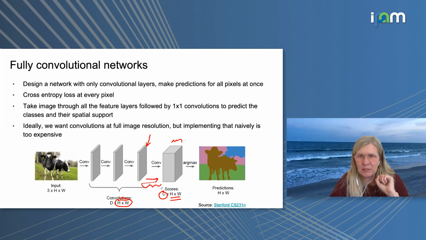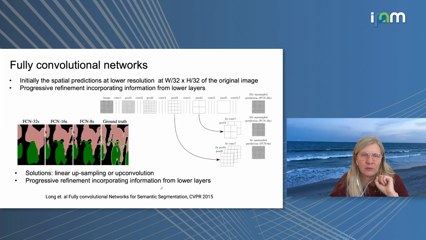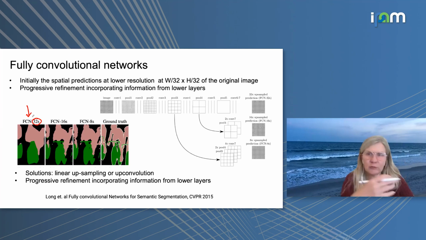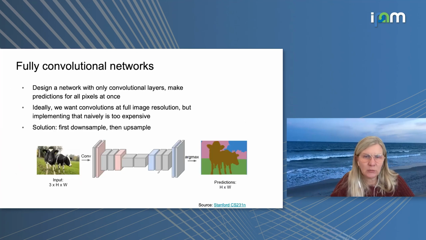So this was the first idea, and here are some examples of how these predictions look if you simply make the predictions from the lowest convolutional feature map, which was subsampled by a factor of 32 of the original image. You can see that the predictions are very blurry. So the second part of the pixel-to-pixel predictions was trying to figure out how to get the resolution back. There were two main strategies for that. One is a simple linear upsampling or up convolution, and the other was the idea of so-called dilated convolution. And this basically led to the following class of architectures.